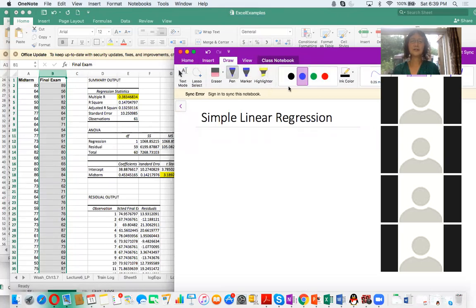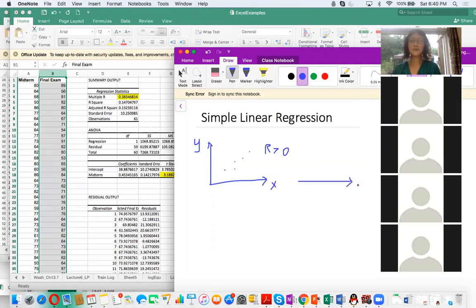I need a pen, okay. So when you want to explore the relationship between X and Y, X is my midterm, Y is final exam. In this situation, we got multiple R 0.3, which means when you increase X, Y also increases. That's why the multiple R is greater than 0. Okay.